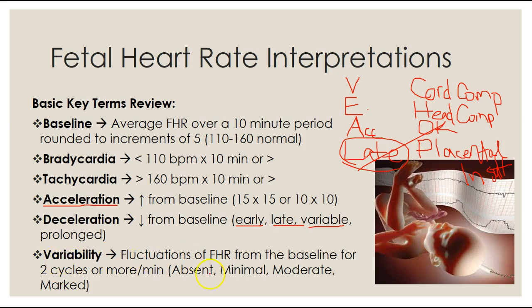Variability are fluctuations from the fetal heart rate that happen either above or below the baseline. And there have to be at least 2 cycles or more a minute, and we can consider variability in terms of being absent, so no fluctuations at all, minimal, there's a little fluctuation, I think it's less than 5 beats above or below the baseline, and then moderate variability is anywhere from 5 to 25 beats above or below the baseline, and then marked is anywhere above 25 beats above or below the baseline.